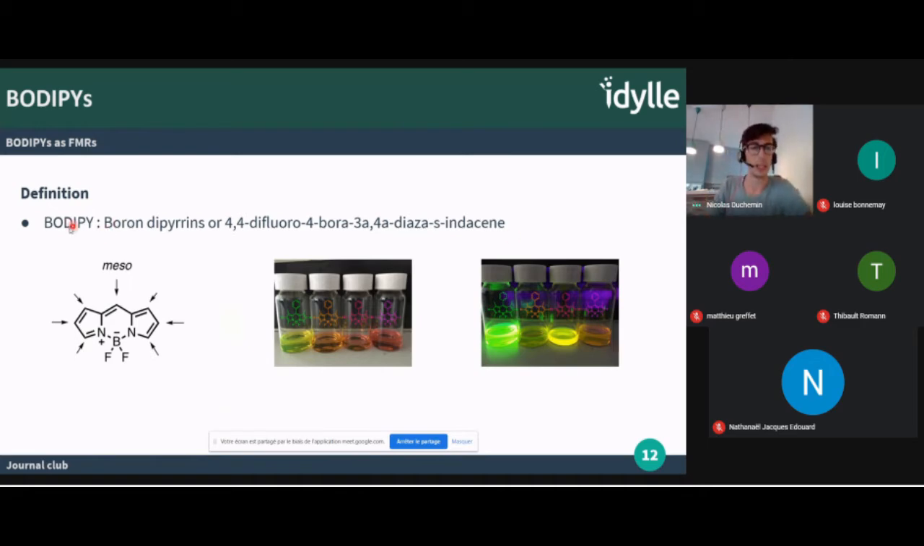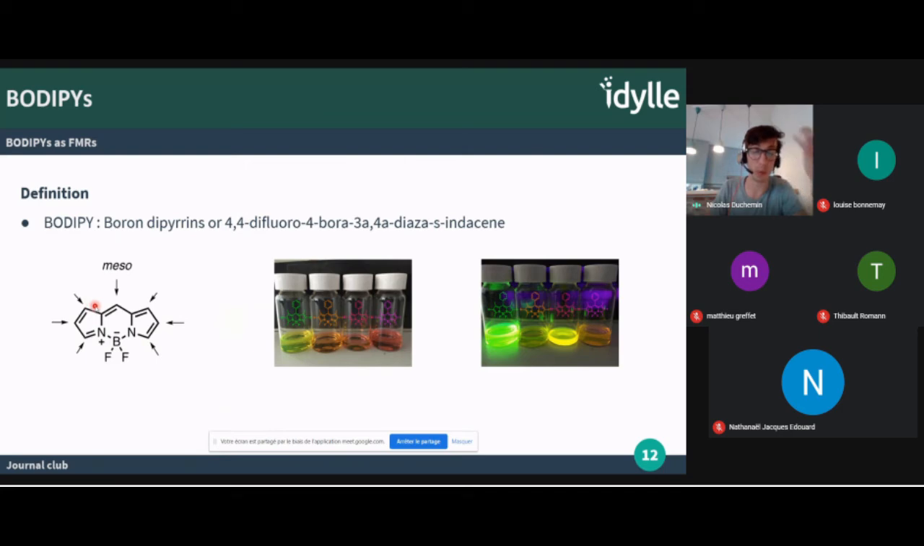So now let's go to BODIPYs, which is kind of the core of the presentation here. This very nice BODIPY name comes from this terrible IUPAC name, so 4,4-difluoro-4-bora-3a,4a-diaza-s-indacene. They are also called boron dipyrrins. BODIPYs are this unit. You have the boron, difluoro, and dipyrrin here. They're easily functionalizable, pre-functionalizable on pretty much any of these sites.